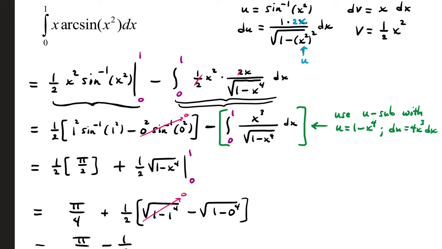This goes to 0. 1 minus 1 to the 4th is 0. Square root still 0. Back here we have a minus square root of 1. 1/2 times negative 1 is negative half. So overall, our final value is pi over 4 minus 1/2.